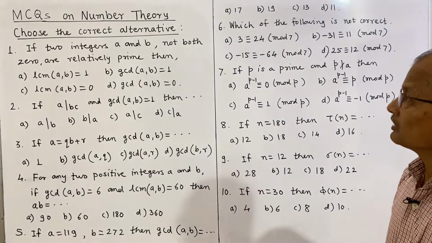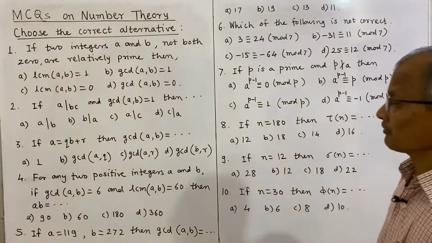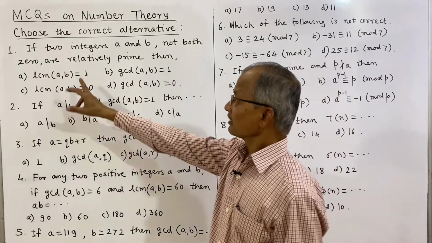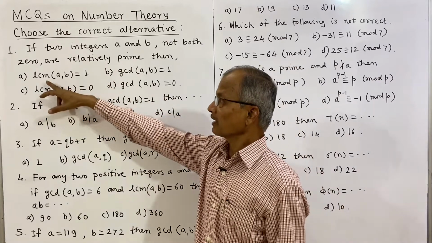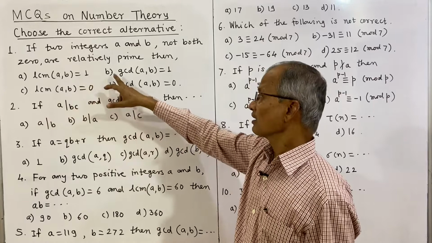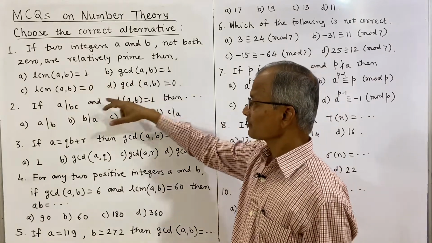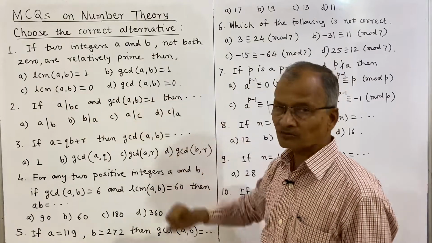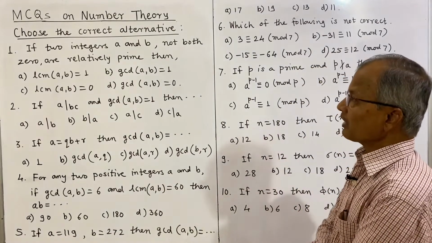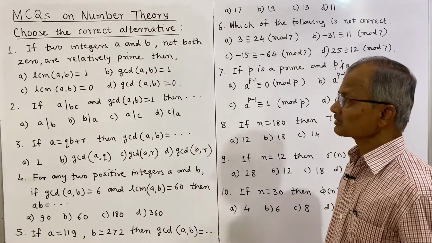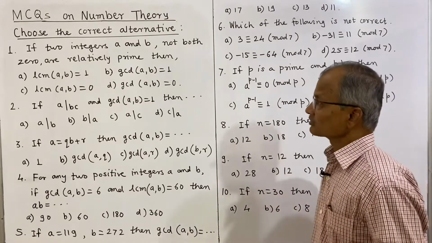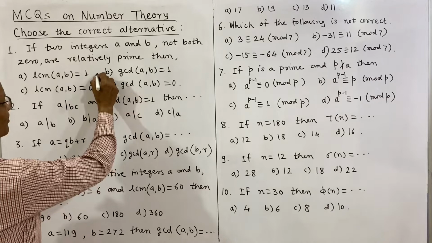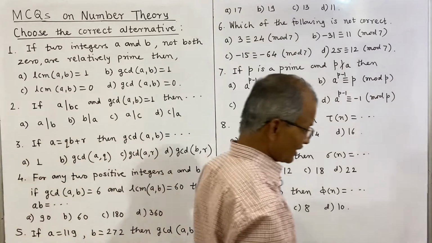The first is, if two integers a and b, not both 0, are relatively prime, then which is the correct alternative? The relatively prime integers: first, LCM of a and b is equal to 1. Second, GCD of a and b is 1. Third, LCM of a and b is equal to 0, and fourth, GCD of a and b is equal to 0. So which is the correct alternative? By definition of relatively prime integers, we mean their GCD is 1. So the greatest common divisor of two integers is 1, then the two integers are said to be relatively prime. Therefore B is the correct alternative.